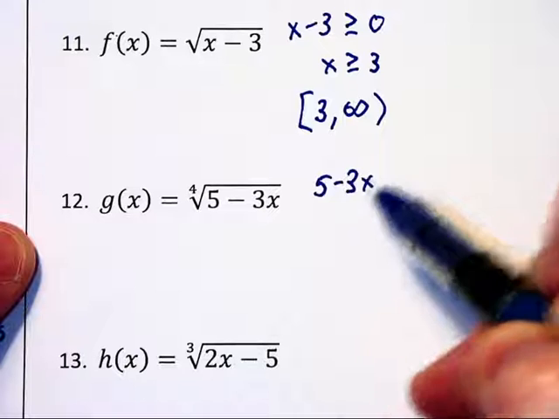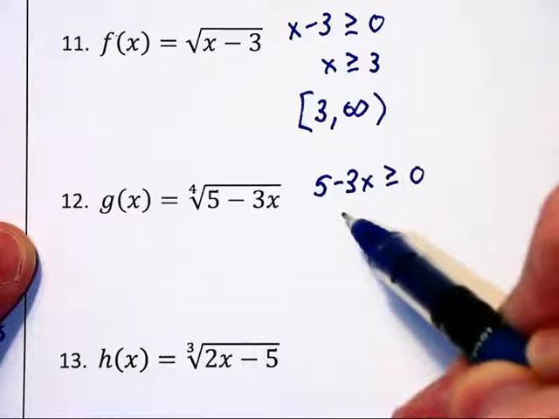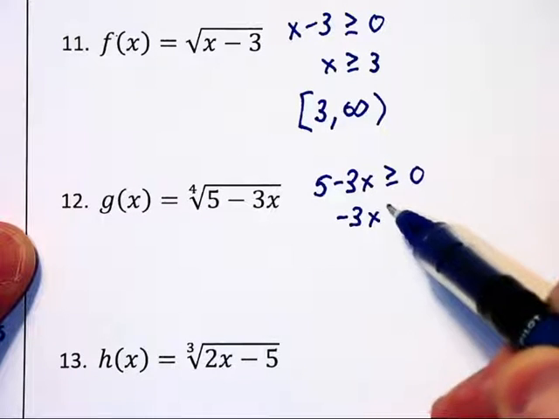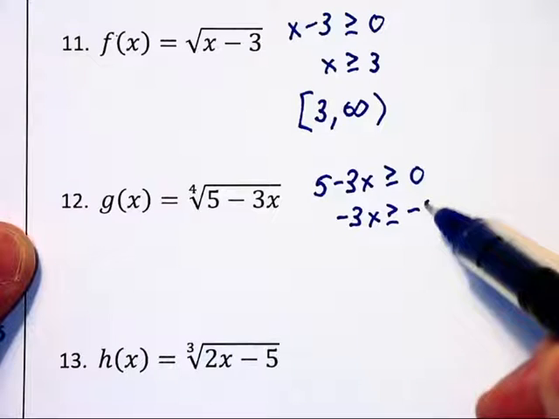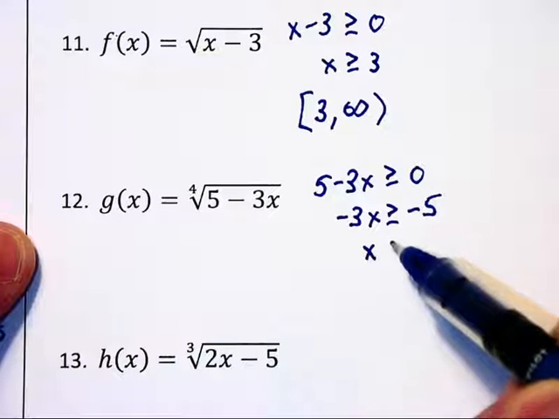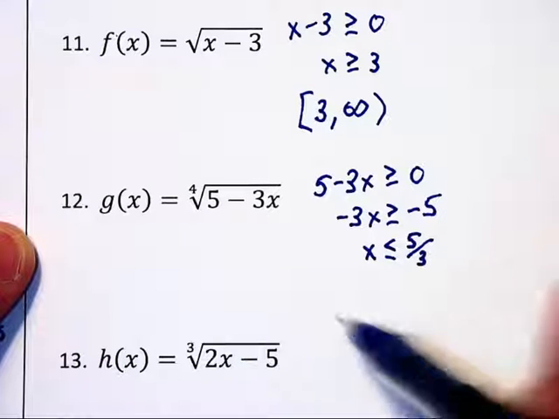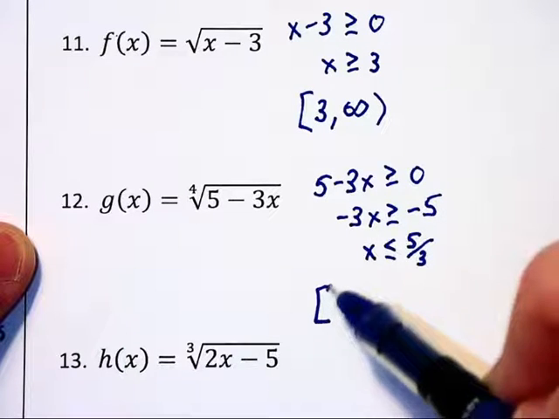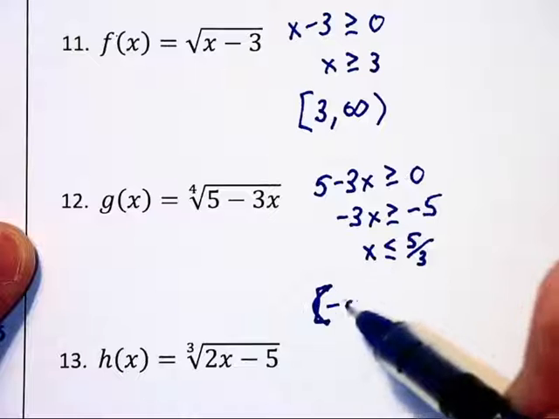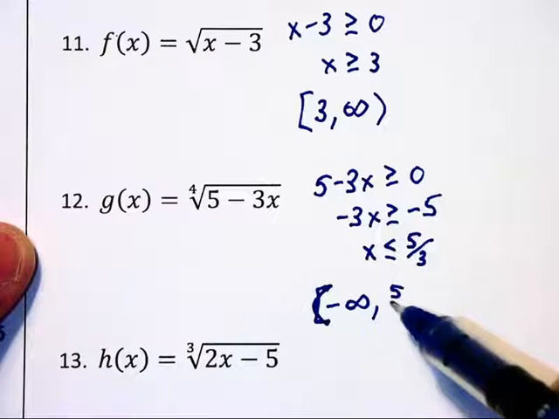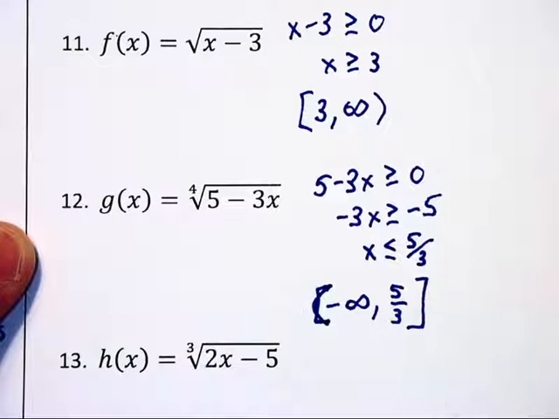Likewise, on the next problem, which is also an even indiced radical, I can write 5 minus 3x must be greater than or equal to 0. I can subtract 5 on each side and get a negative 5, but be careful, whenever you divide by a negative, you change the direction of the inequality, and so here we're going to have the values starting at negative infinity and going up to and including the 5/3.